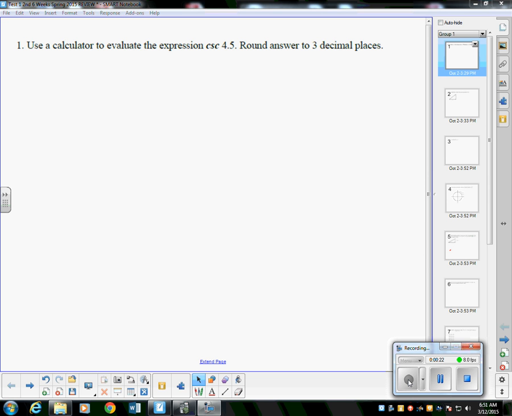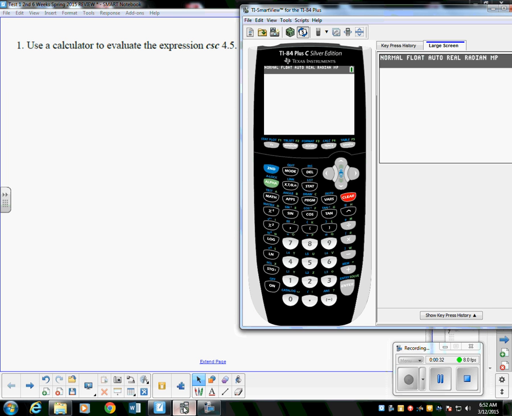This one here says, use a calculator to evaluate the expression cosecant of 4.5. Round answer to 3 decimal places. This could just as easily have been a multiple choice. But anytime it tells you to round, that's a telltale sign that you're going to need to use the calculator.